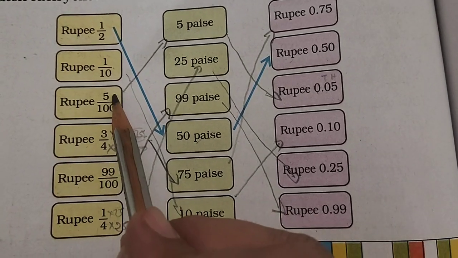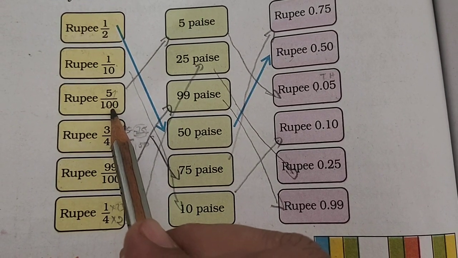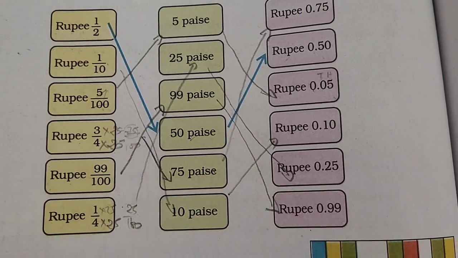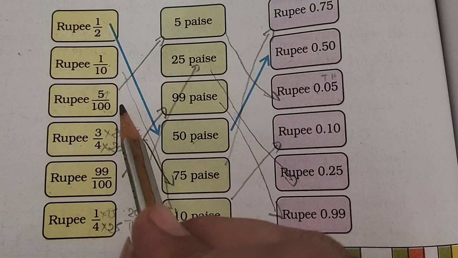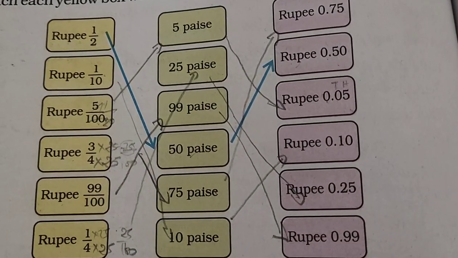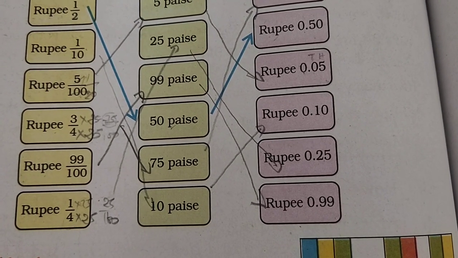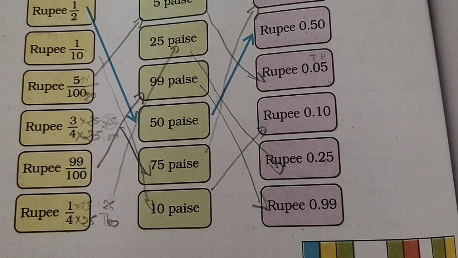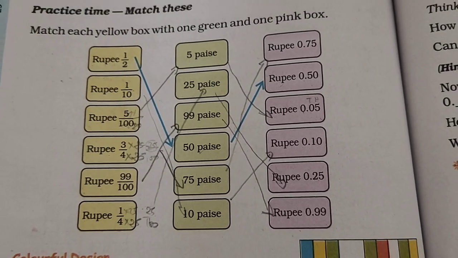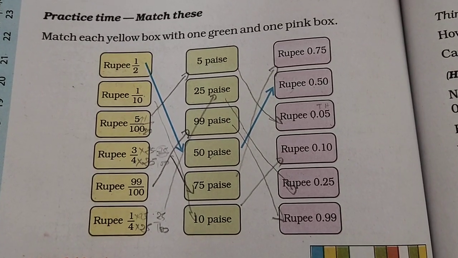See, we can also convert these as equivalent fractions. 1 upon 5 is here. Another is 1 upon 20. It will be the 1 upon 20th part. If we find the equivalent fraction of this, again we will get 5 by 100. Understood, students? So this also you are supposed to do in the textbook only. So here we have completed our practice time of match this.